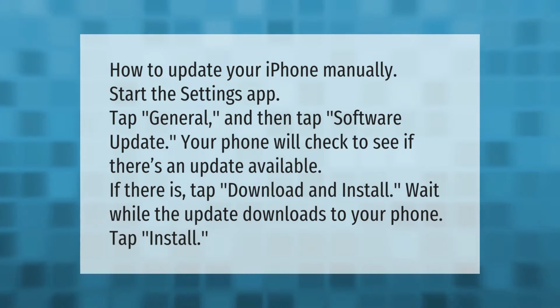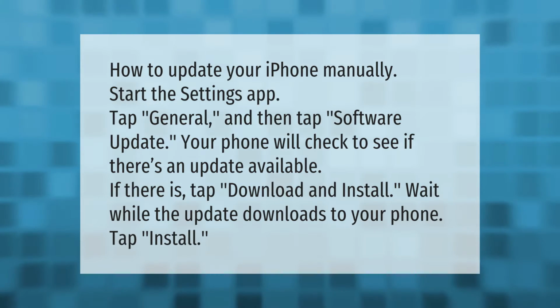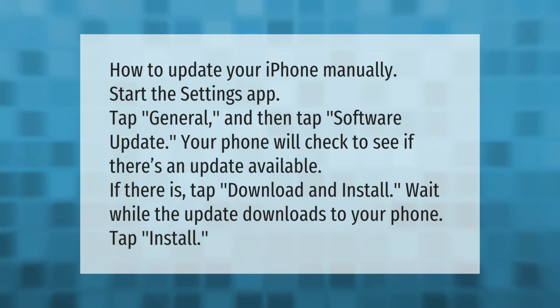How to update your iPhone manually. Start the Settings app. Tap General, and then tap Software Update. Your phone will check to see if there's an update available. If there is, tap Download and install. Wait while the update downloads to your phone. Tap Install.